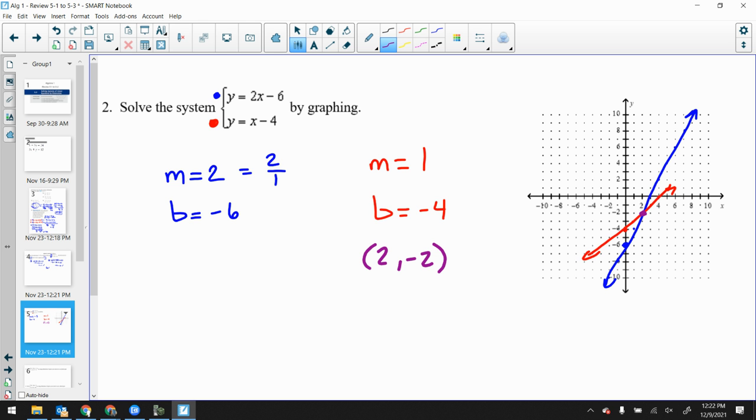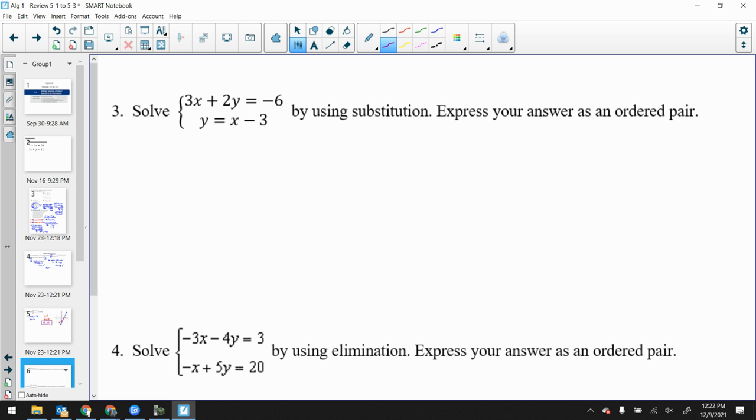So my solution is 2, -2. That's what goes on the answer blank. Questions about that? Okay, let's keep it going.